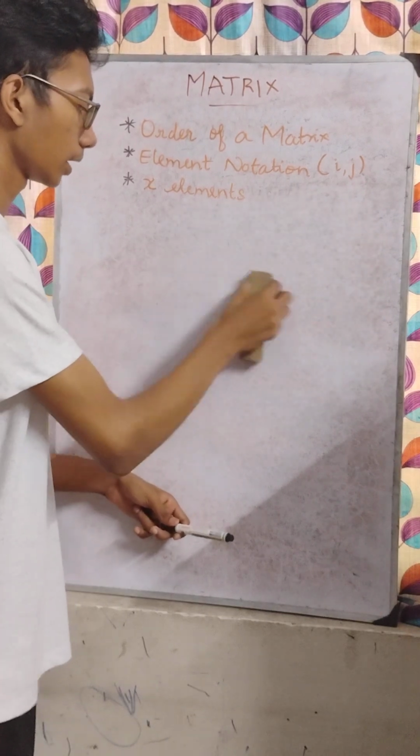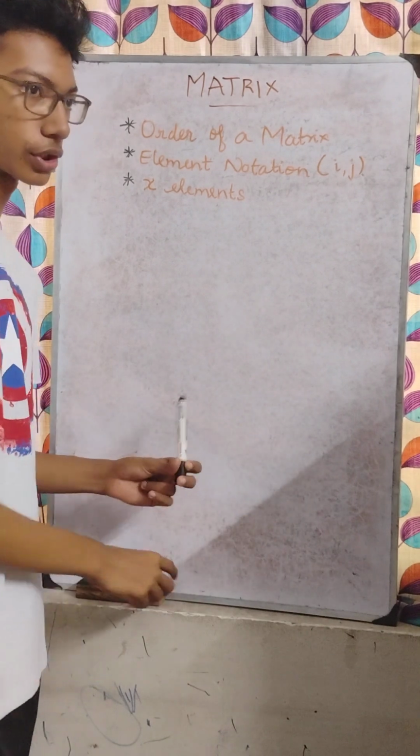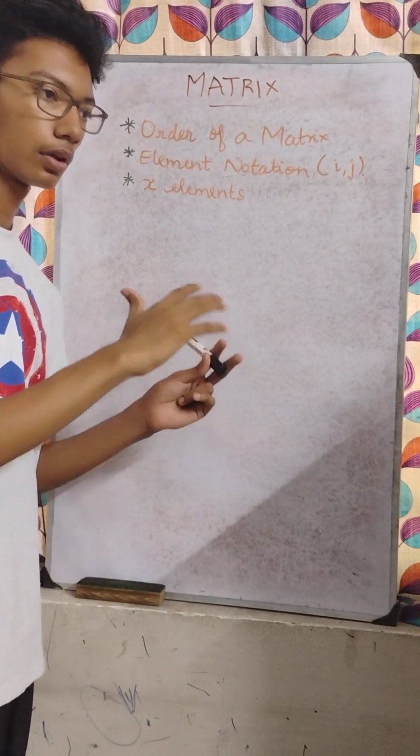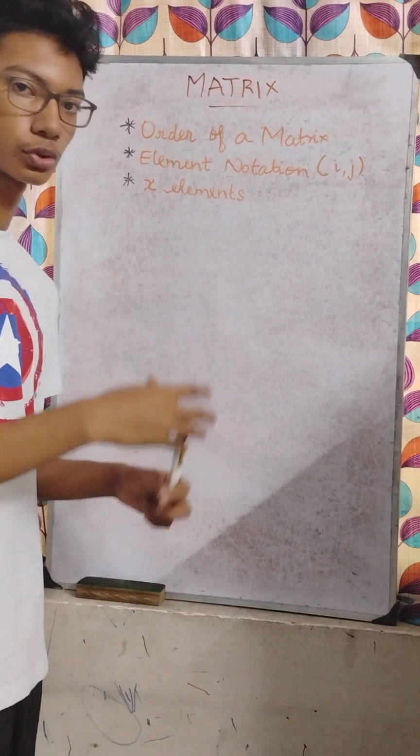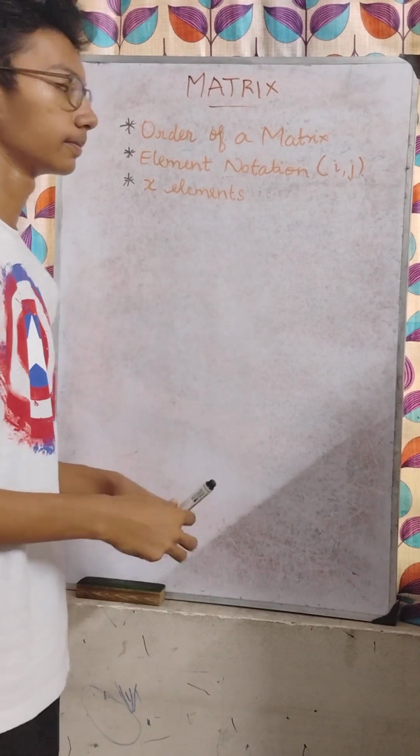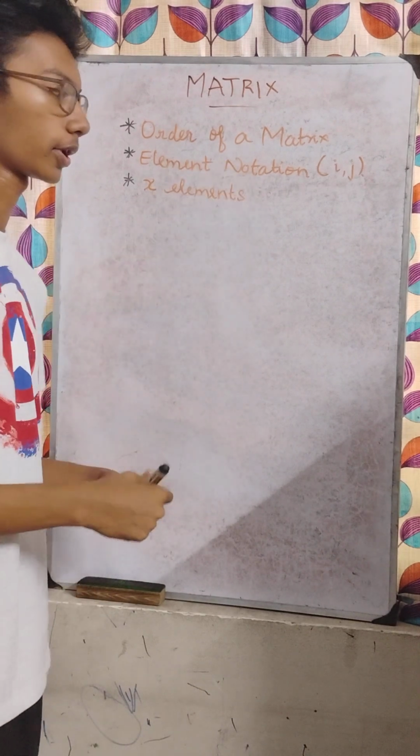When we are dealing with matrix multiplication or any other matrix arithmetic, we will usually use element notation to frame a formula. So that's why element notation is important.